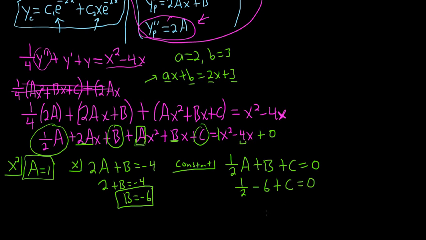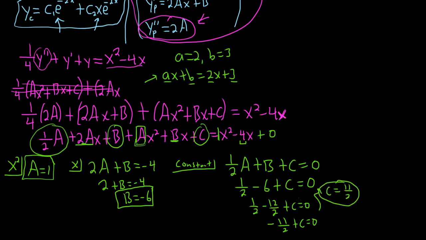Okay, so far, so good. All right. 1/2 minus 6. So that's really 1/2 minus 12/2 plus C equals 0. That's really a negative 11/2 plus C equals 0. So C is going to be equal to 11/2.